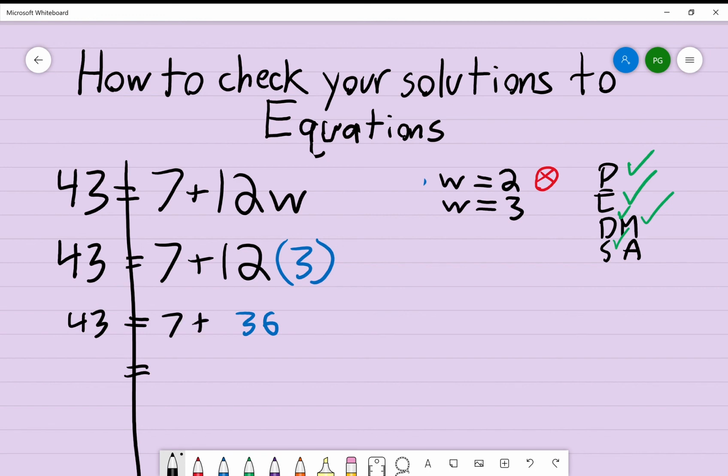Subtraction? No. Addition? Yes. 7 plus 36 would be 43. And since both sides equal each other, it's correct. W is 3. That's your solution. And that's how to check the solution to an equation.